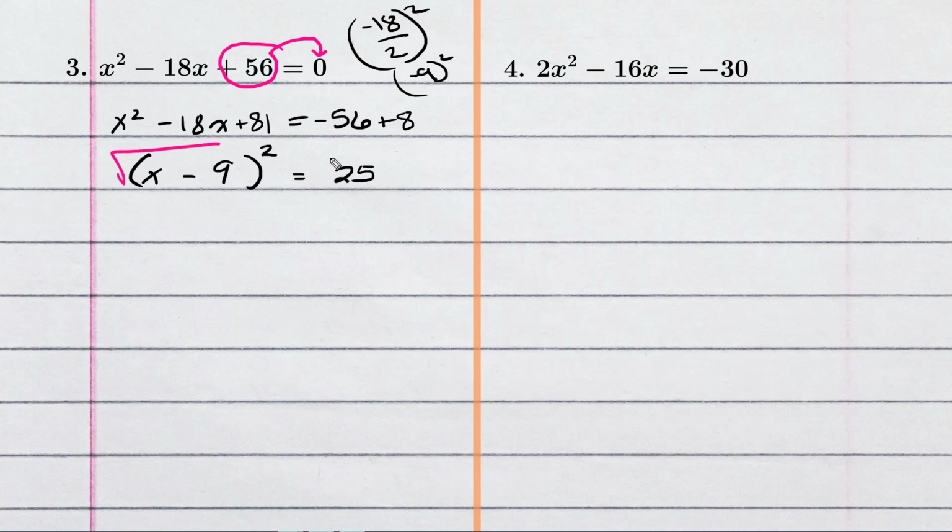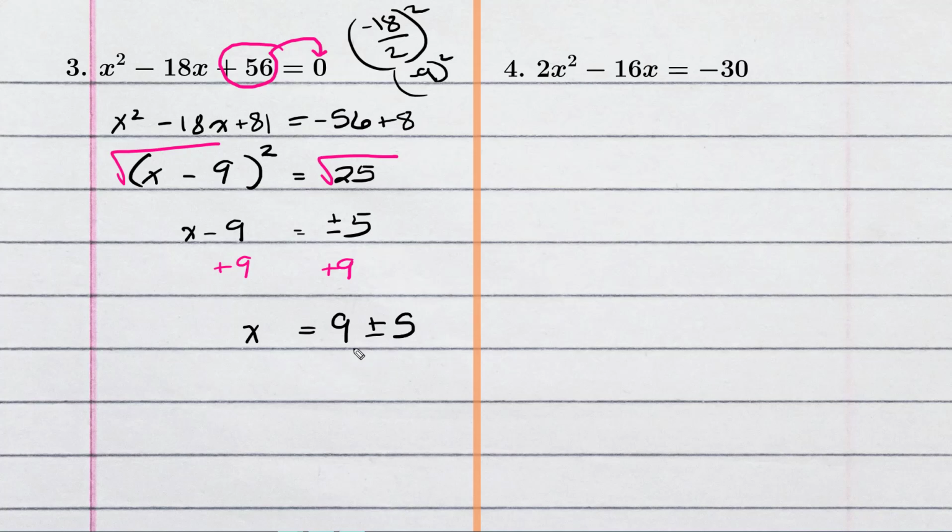Now I'm going to take the square root of both sides. And so remember, when I take the square root of a value, it becomes plus or minus that number. So we have x minus 9 is equal to plus or minus 5. So now I need to move the 9 to join the 5 by adding it to both sides. And so x is equal to 9 plus or minus 5.